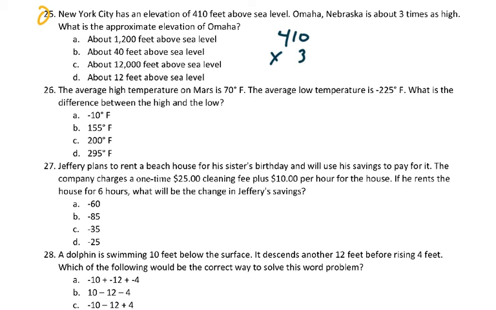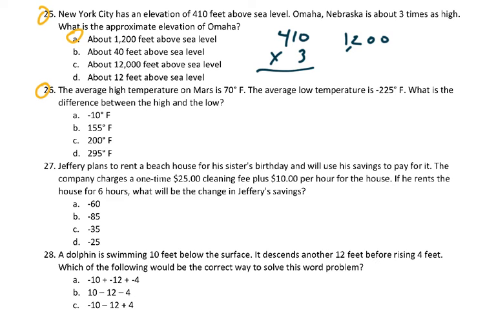So if you do this, you're going to think about what is 410 times 3, or really what's about 400 times 3 if we're rounding. And about 4 times 3 is 12, and you should be thinking about this as 1,200. So if you're just looking at 400 times 3, you're looking at 1,200. So you should be looking at A.